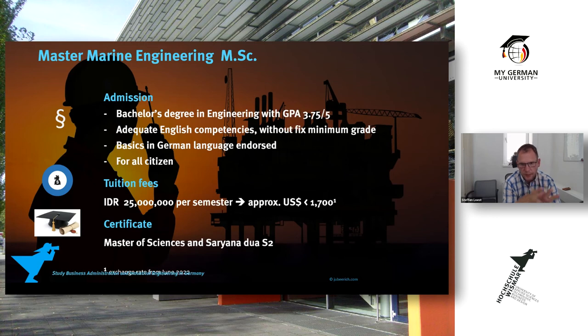Tuition fee as well, 25 million per semester, which is approximately $1,700. And finally, you will get once the certificate from University of Wismar, the Master of Science, and from ITS, you will get the S2, Strata Dua degree, that is comparable with the Master of Science.